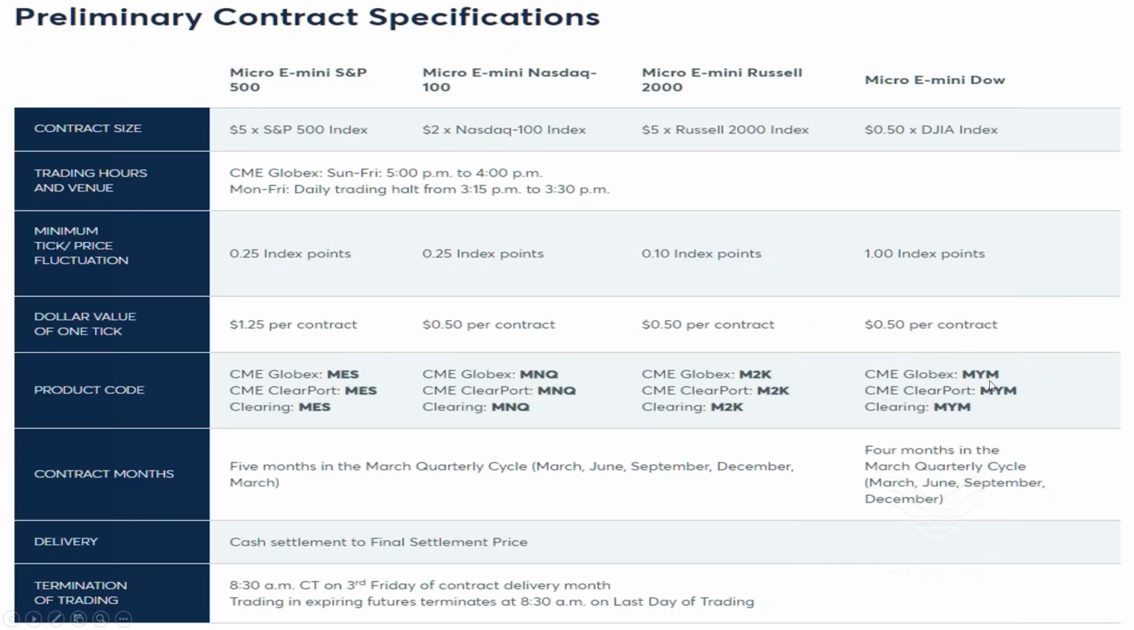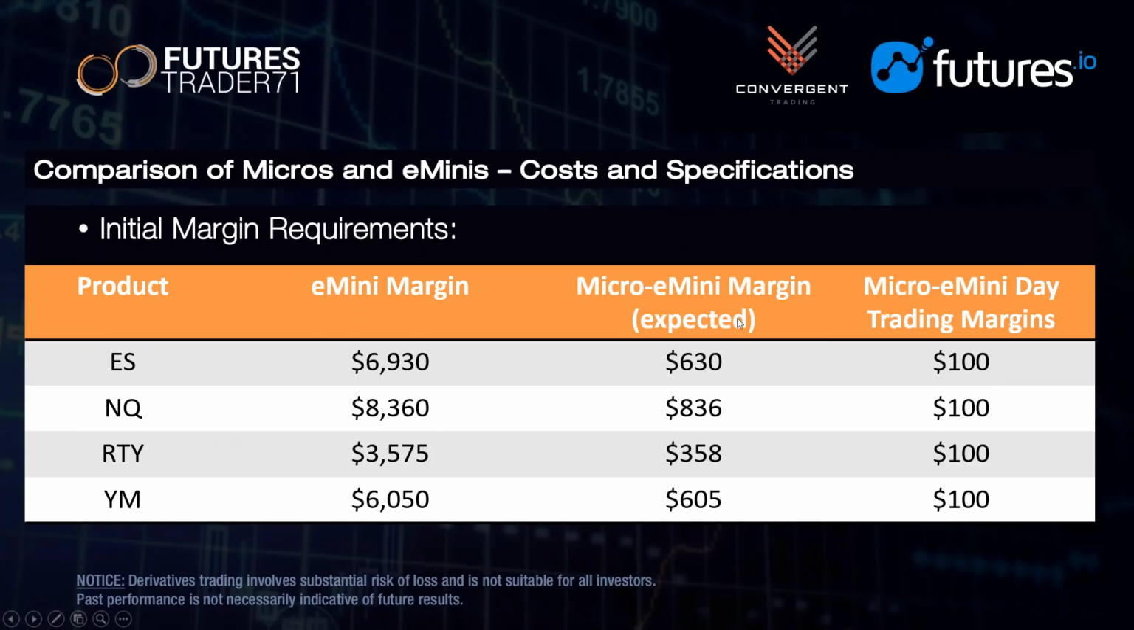MYM is the symbol. They follow the same contract details as the existing E-minis. They're completely fungible within the exchange, so you can trade 10 minis versus 10 micros, and if you're long one, short one, they offset each other. Initial margin requirement for the ES mini is 6,930, for the micros 630, and the intraday margin is $100. NQ 8,360.